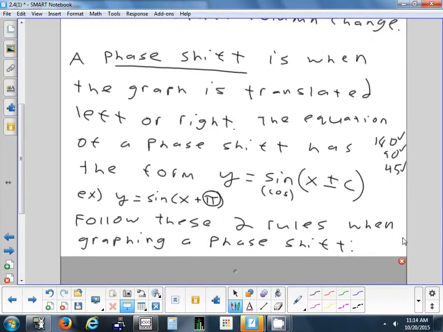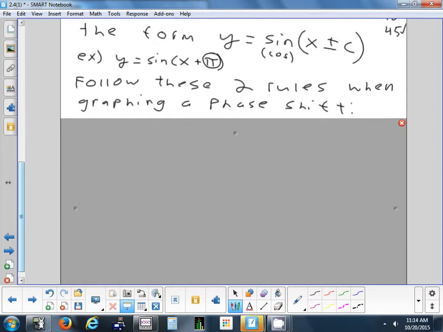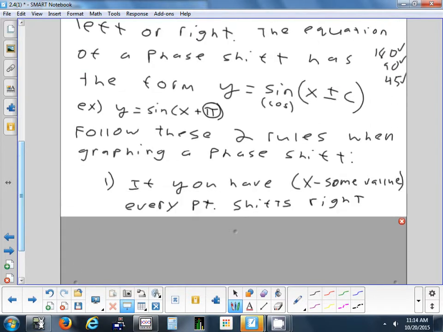When you do a phase shift, you've got two options. It's either going to move left or it's going to move right. If you follow these two rules, it'll tell you exactly what's happening. If you have x minus a number after it, that's going to shift your graph to the right. Okay, x minus a number will shift it to the right.